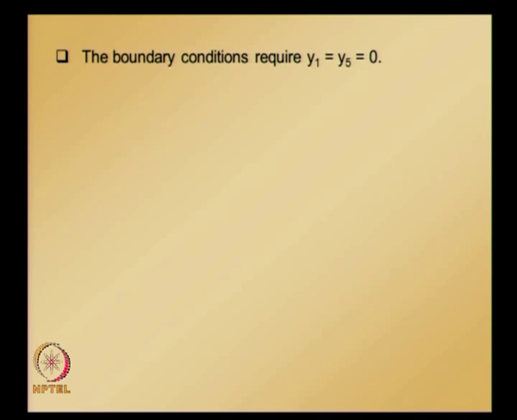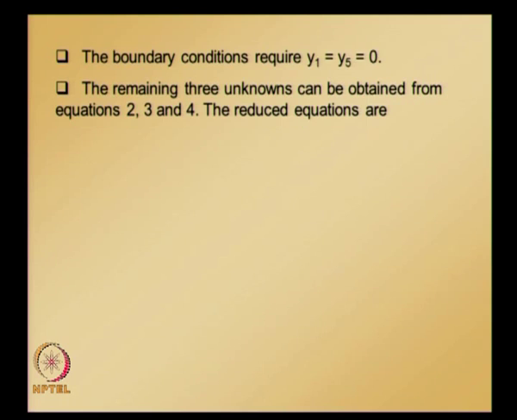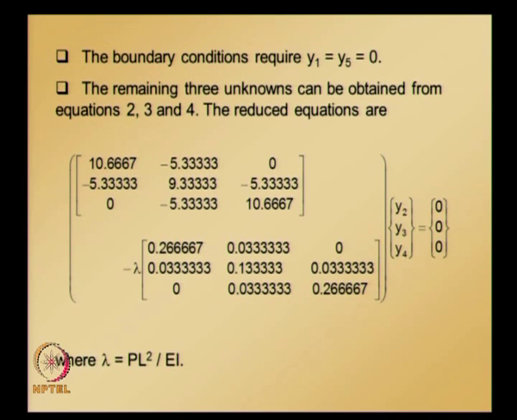So, in the previous global equation system, since y1, y5 are 0, we can eliminate rows and columns corresponding to locations 1 and 5, and we get the reduced equations. The remaining 3 unknowns can be obtained from equations 2, 3, 4, and the reduced equations obtained by eliminating rows and columns 1 and 5 from the global equation system are this one.